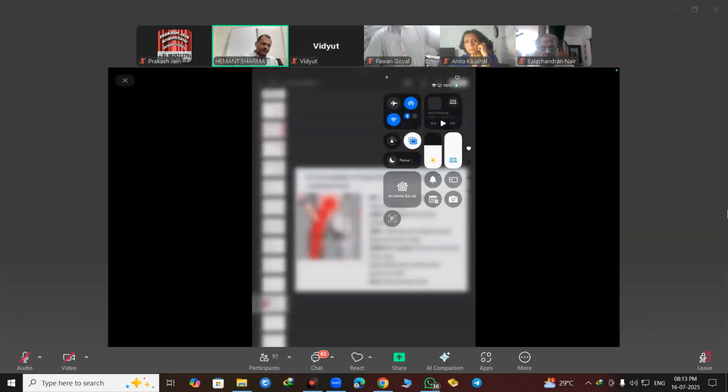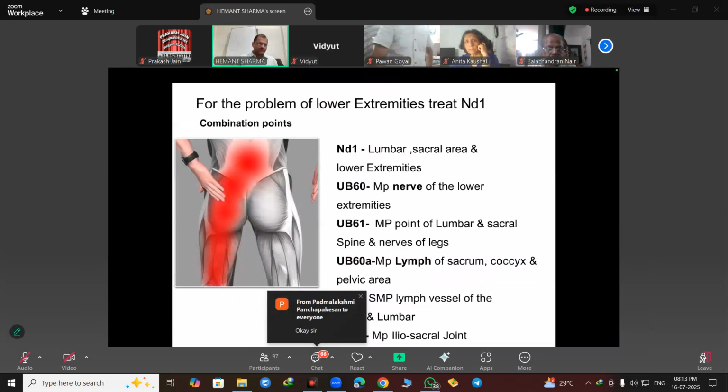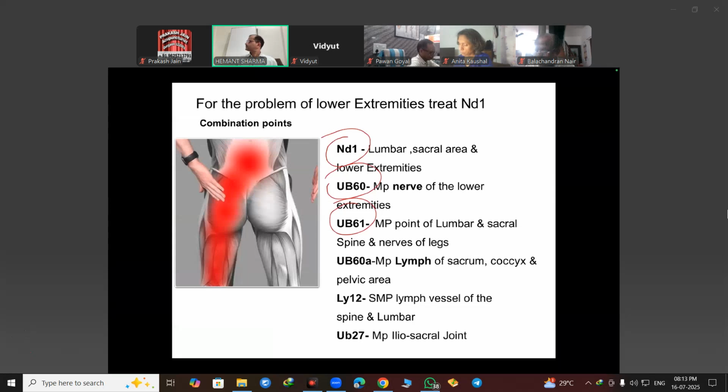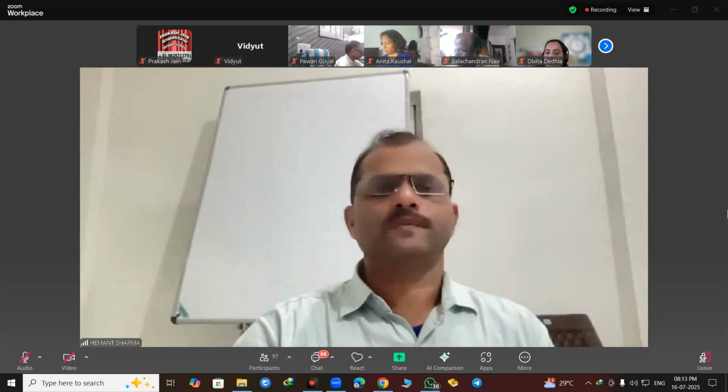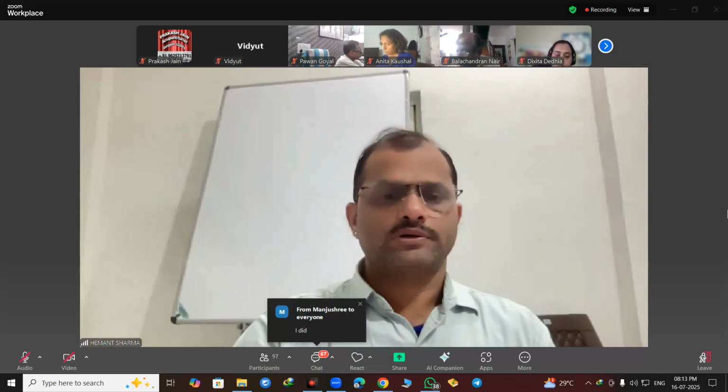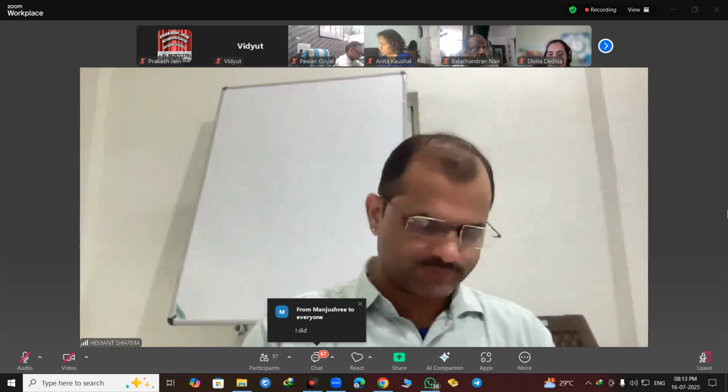Then the third protocol we have discussed already, that is a very effective protocol for the sciatica pain for the lower extremities. इसको तो आपने कई लोगों ने already apply किया. ND1 for the lower body, 60-61. And these all points you already have applied. Very, very effective points, right? ये कितने लोगों ने अप्लाई किया अभी तक? लोअर एक्सट्रीमिटीज का किया ना? Okay, you already shared results. It's very effective.